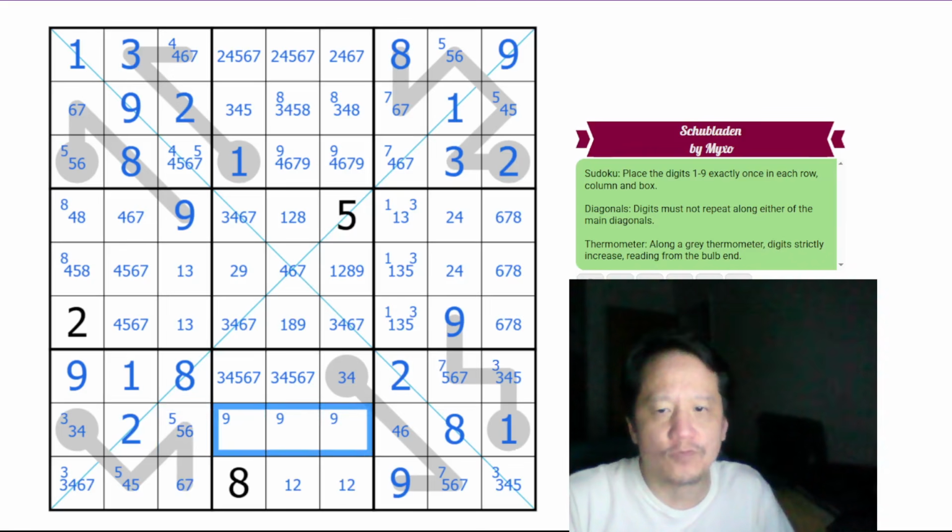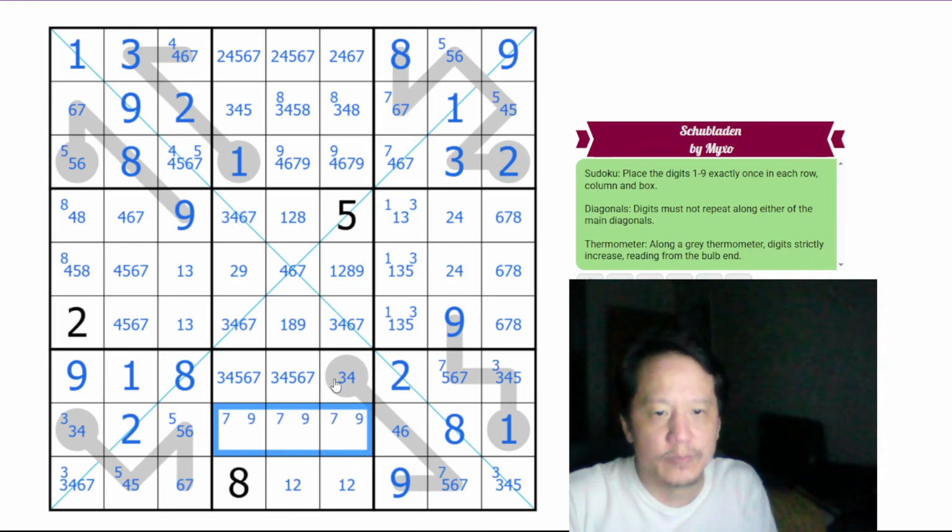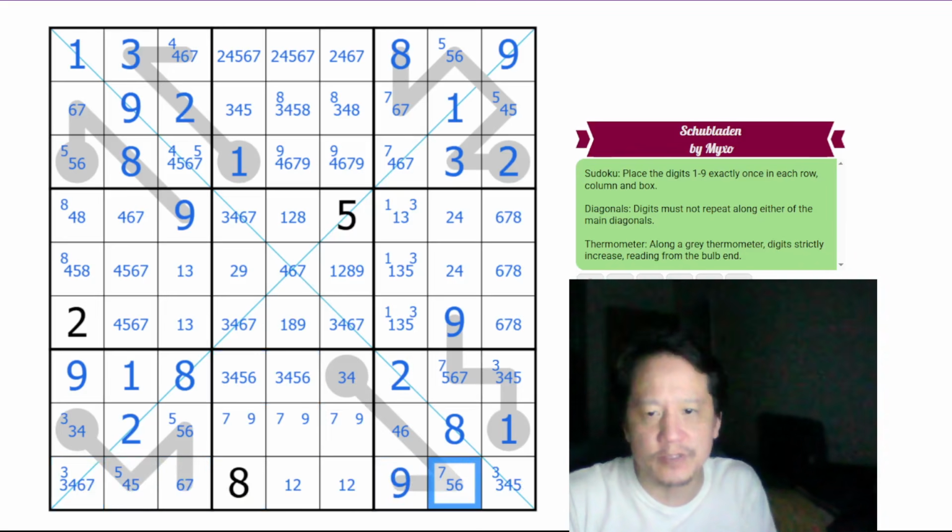Remaining digits of row... We don't have a 7 here, so 7 has to be one of these 3 digits, which means this cannot be 7 here, which means we have a 7 in one of these 2 cells, so this can't be 7 here, which makes this a 7 here. So this is less than 5 or 6. It cannot be 6. It's 4, which makes that 3. So this can't be 3 or 4. It's 5. That makes this 3.